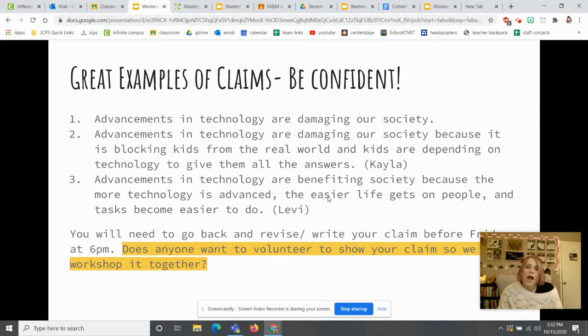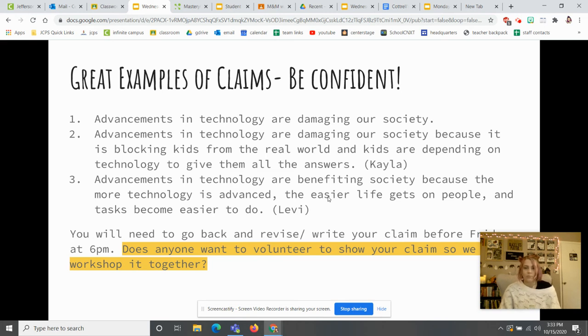I think it's good practice if you want to take it a step further for what we're going to be doing later on. And a lot of people are taking it a step further. So if you want to do that, then look at 2 and 3. They're both on opposite sides of the argument. The first one says advancements in technology are damaging our society because it is blocking kids from the real world and kids are depending on technology to give them all the answers.